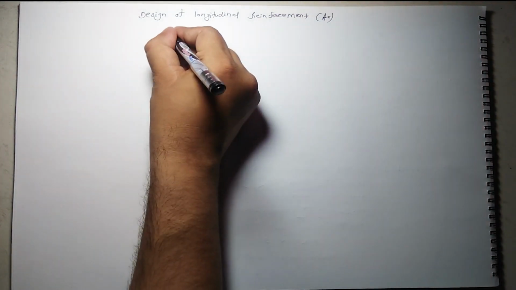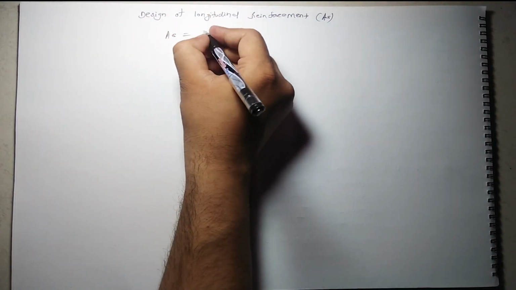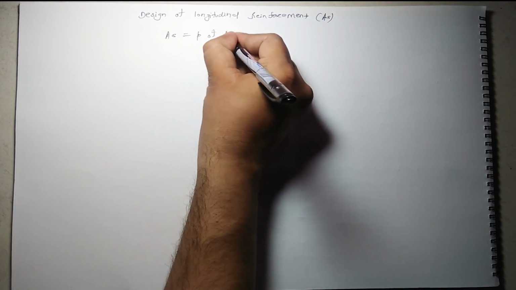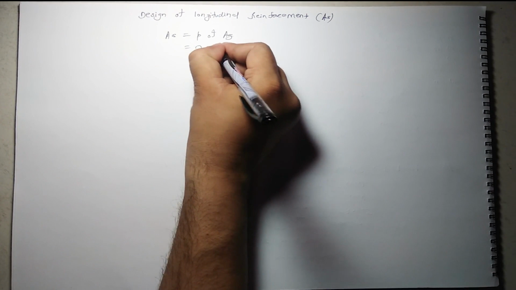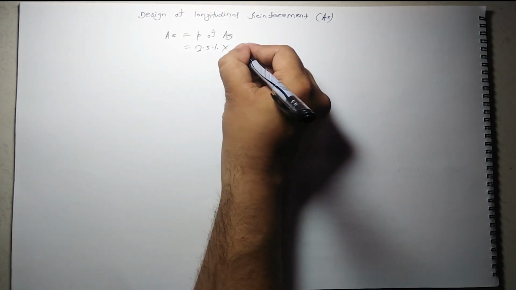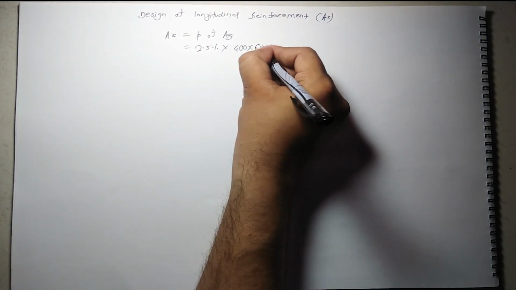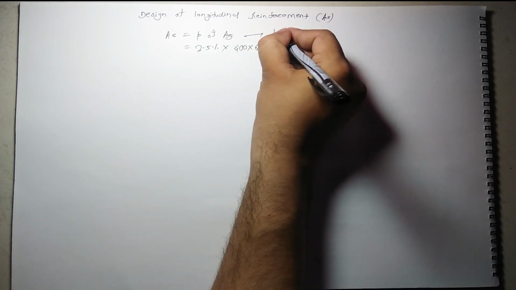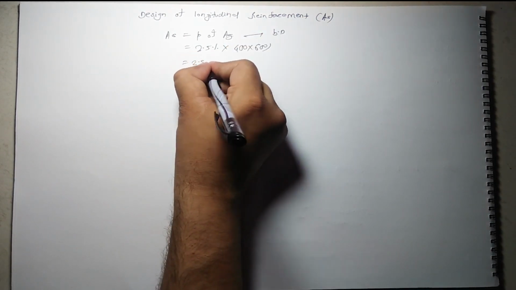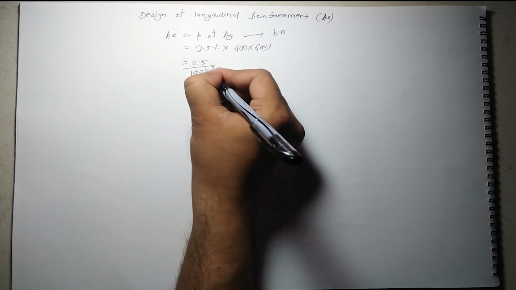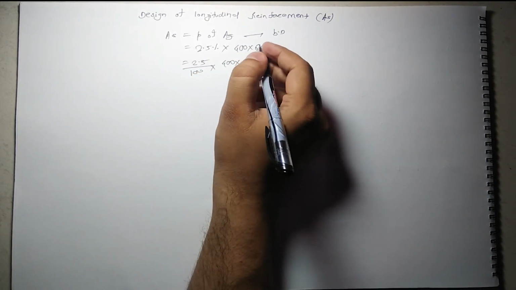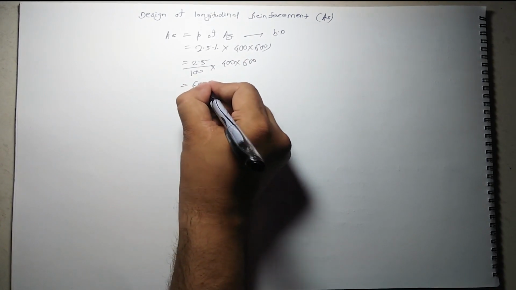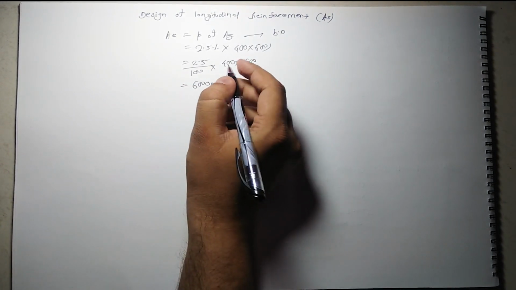Okay, so now we know As equals the percentage of steel into Ag, the gross area. So 2.5% into the cross section, that is 400 into 600. We know Ag equals B into D. So 2.5 by 100, as it is in percentage, 400 into 600. This step we have also done previously. It is coming to be 6000 mm square.